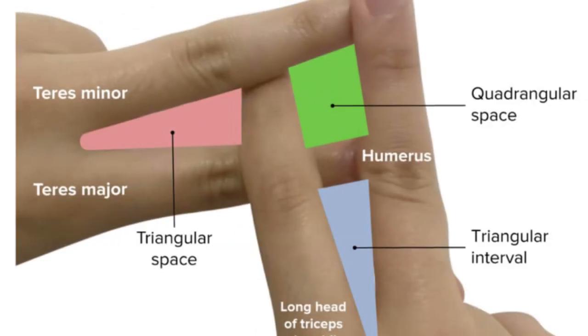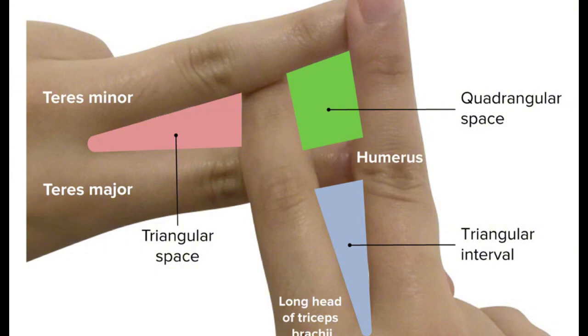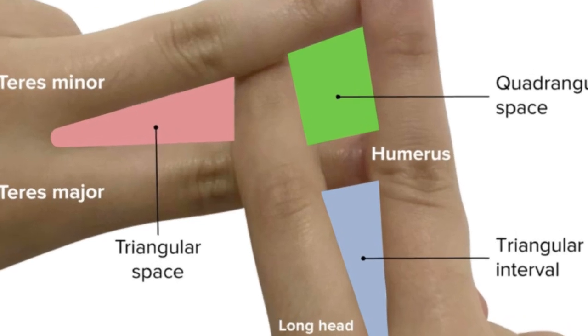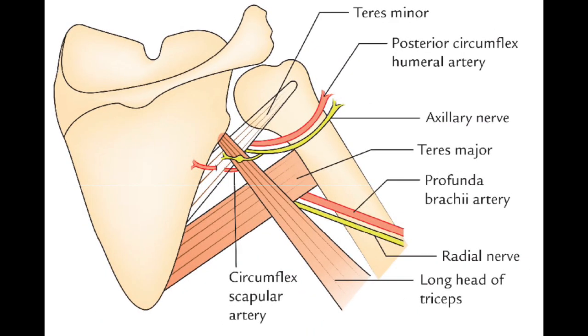There's the upper triangular space and the lower triangular space, which you can also call the triangular interval. But the circumflex scapular artery, which is demarcating the teres minor, passes through the upper triangular space, don't forget, and it forms the anastomosis around the scapula.